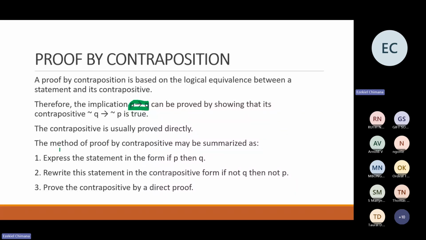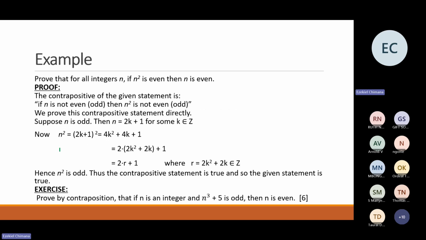But maybe what you want to get is how you move from the implication to its contrapositive. If you are given P implies Q, the contrapositive of it is the negation of Q implies the negation of P. So that's what you need to do. After doing that, you just use the direct proofs, just as that.